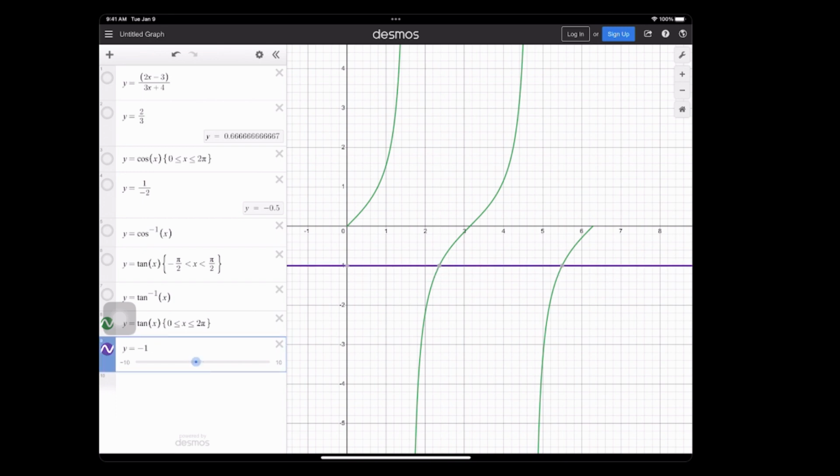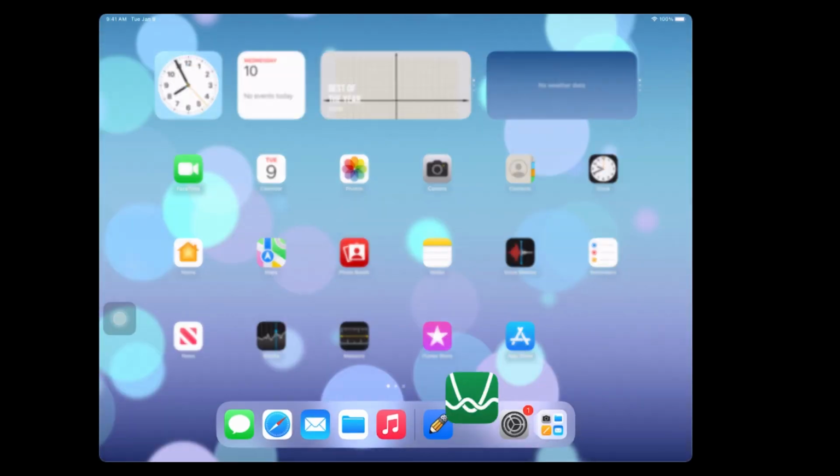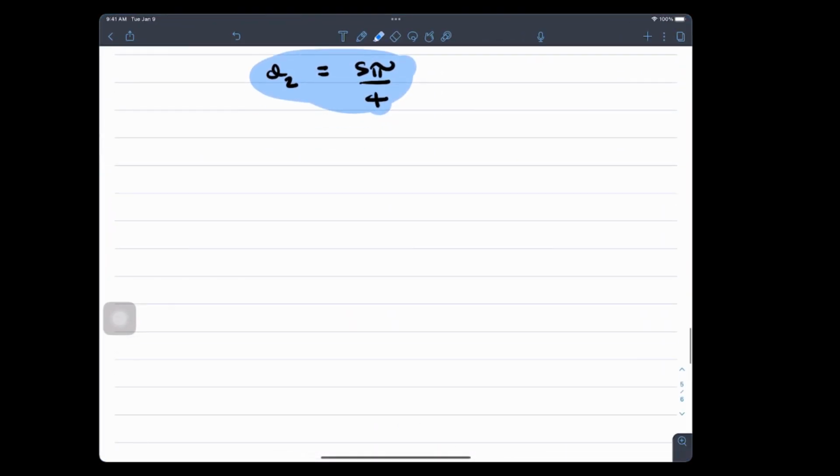Okay? So you're going to say, Mr. Judge, what if that's -1? Well, guess what? We can do that too. We're going to find that it's 3 pi over 4 and 7 pi over 4. And you might say, why? Right? Why is that? Well, what if we did that? I'm going to put it as a note.